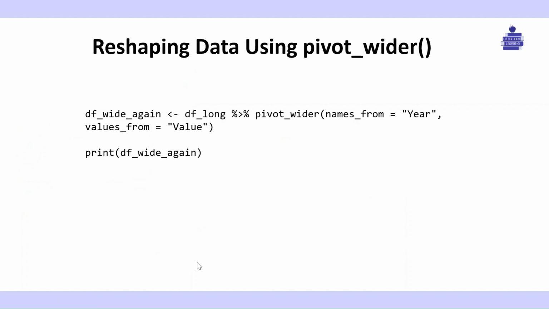Next is reshaping data using the pivot wider function. It converts long format to wide format. So now let's convert it. What this statement does, it just simply reconstructs the original wide format for the data we had converted into the long format in the previous example.